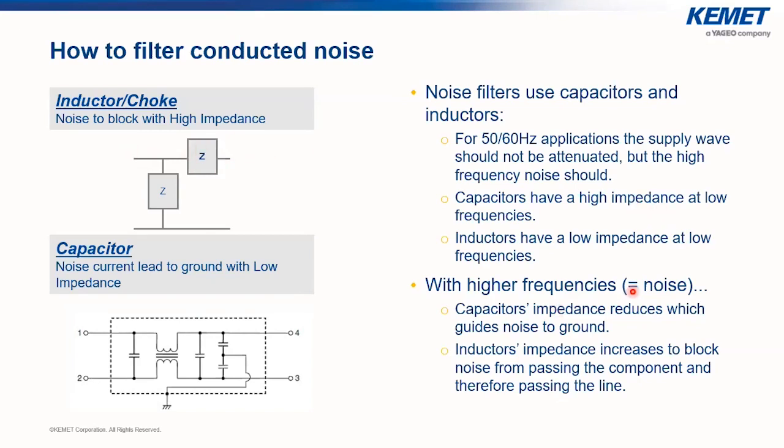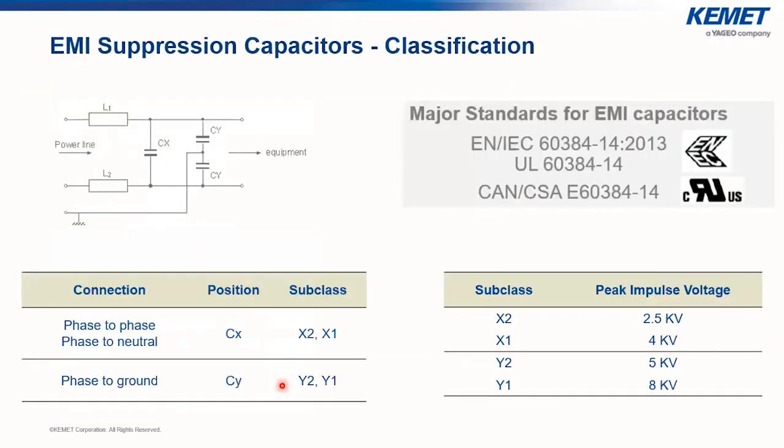Instead, for higher frequencies, we have a decrease of the impedance here. The noise is guided to ground. On the other hand, we have an increase of the impedance here. So the noise is blocked from passing to the application and, on the other hand, to the grid. This is a typical scheme of an EMI filter using chokes and capacitors. So let's start speaking about EMI capacitors.